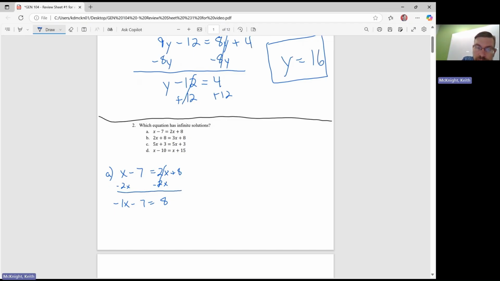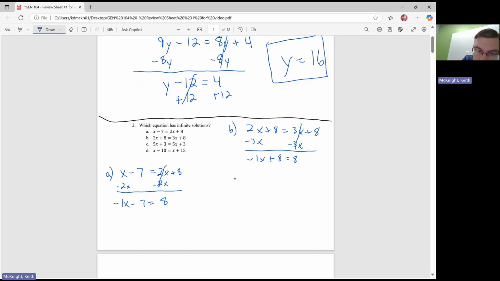So if we look at B here, we have 2x plus 8 is equal to 3x plus 8. So we're going to, again, try to solve for x and see what happens. If we subtract 3x from both sides, these will cancel. That's going to leave us the equation negative 1x plus 8 is equal to 8. Well, again, our variable did not cancel, so we still have an x in here. So even if we solve this, we're going to be in that one solution scenario, so this is not going to be the one that we want either.